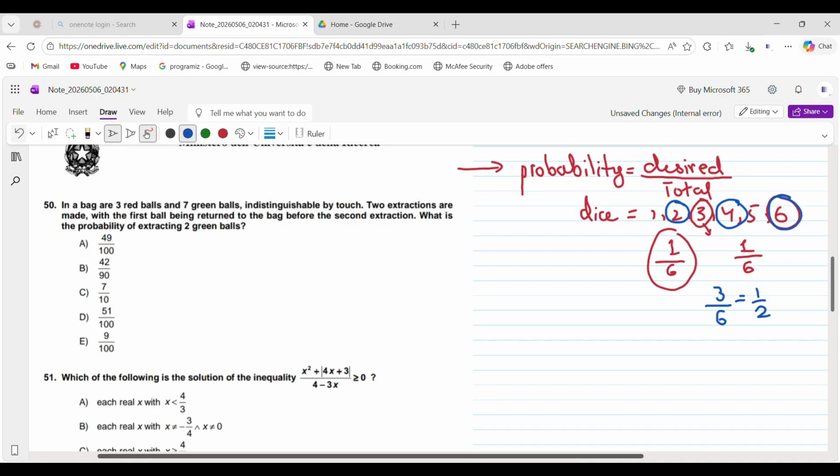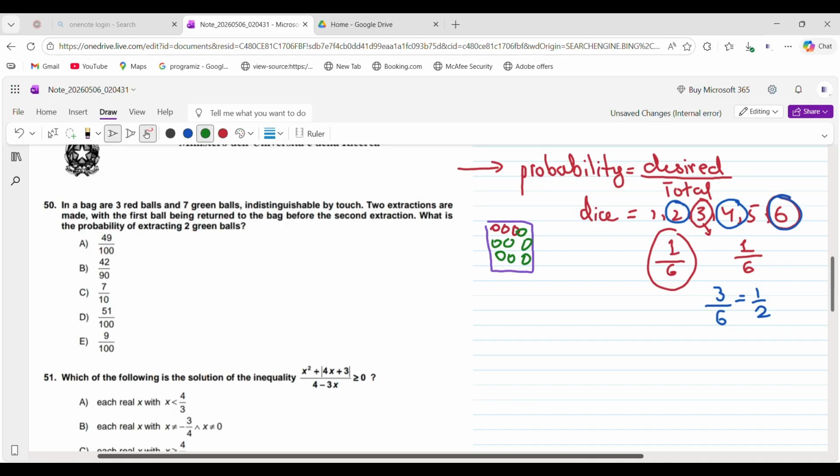Okay, so now basically in a bag there are 3 red balls and 7 green balls. We are gonna imagine everything, you don't have to be stressed out by anything. We have a bag and they have asked us, there are 3 red balls, and we have 7 green balls there. 1, 2, 3, 4, 5, 6, 7.